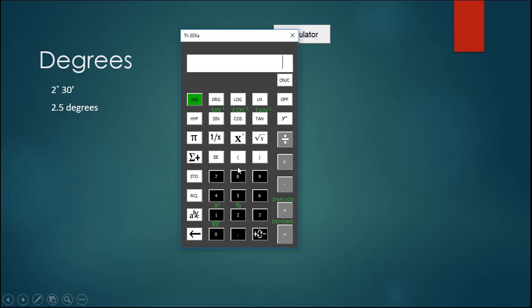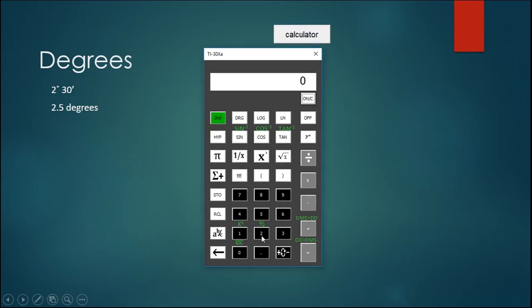And the way we would convert, we would enter 2.30. You always put the decimal where the degree sign is at. We'll hit second function and then degrees, minutes, seconds to decimal degrees, and it converts to 2.5 degrees.